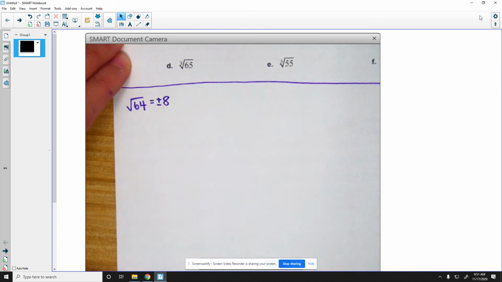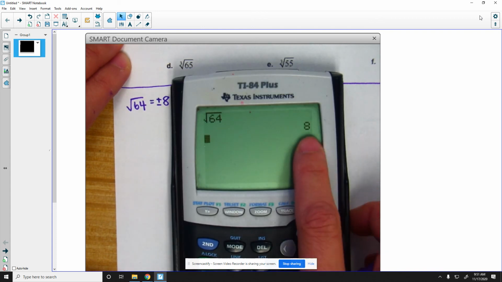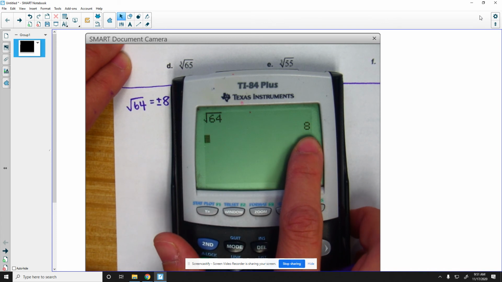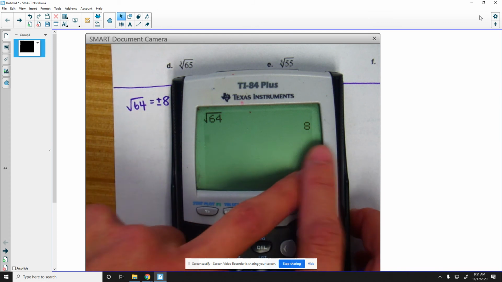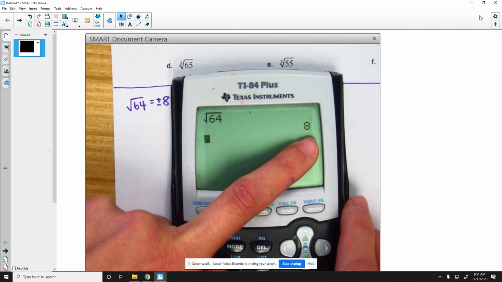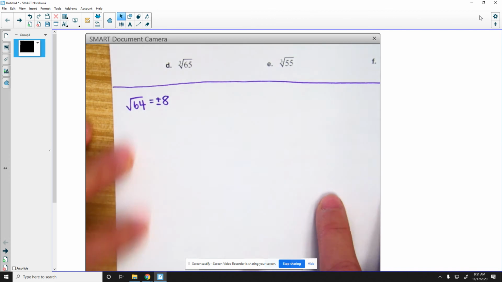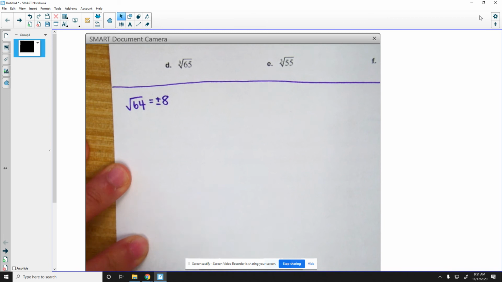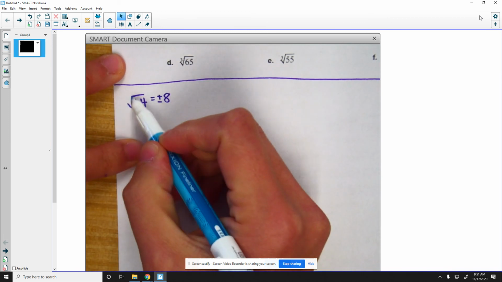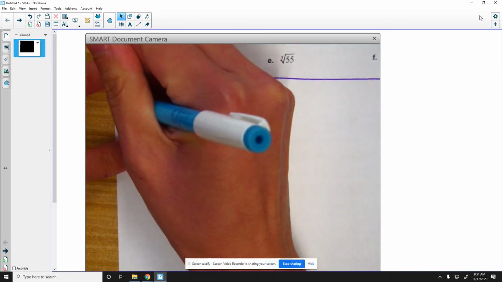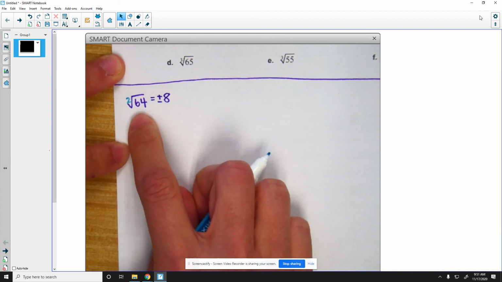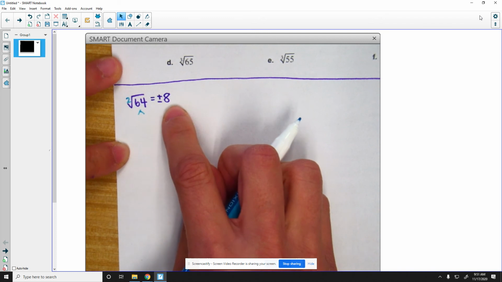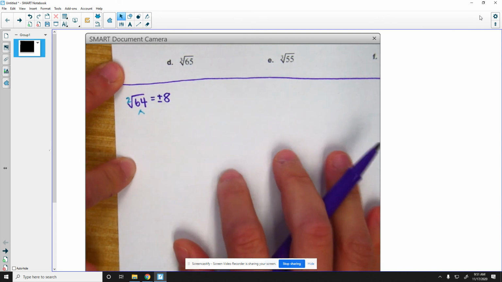So I'm telling you right now, if you just use your calculator today and you just write what the calculator screen says, you're going to get about half of the questions wrong, okay? Because your calculator doesn't do the plus or minus version. So you have to think about why. First of all, you have to realize, I don't see a little number in this square root symbol. So I know if there's no number, it's always an imaginary 2. So that's why it's two numbers that multiply into 64. 8 times 8 is 64. Negative 8 times negative 8 is also 64.